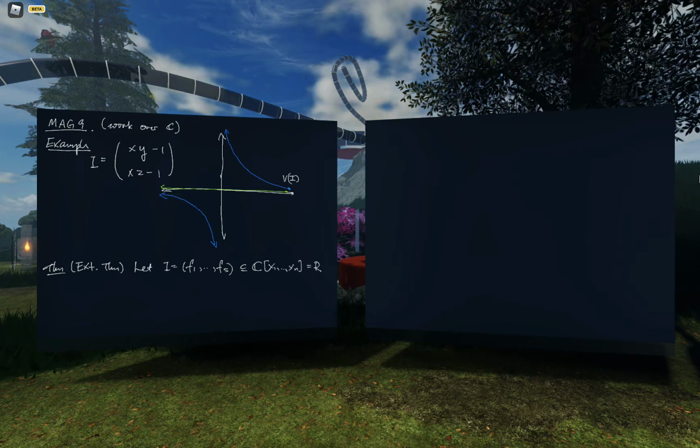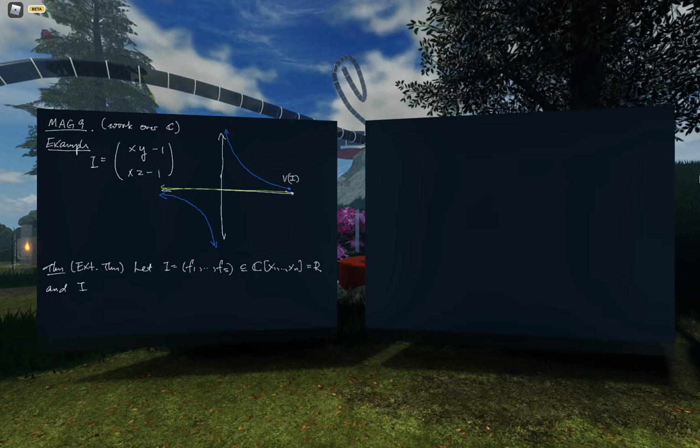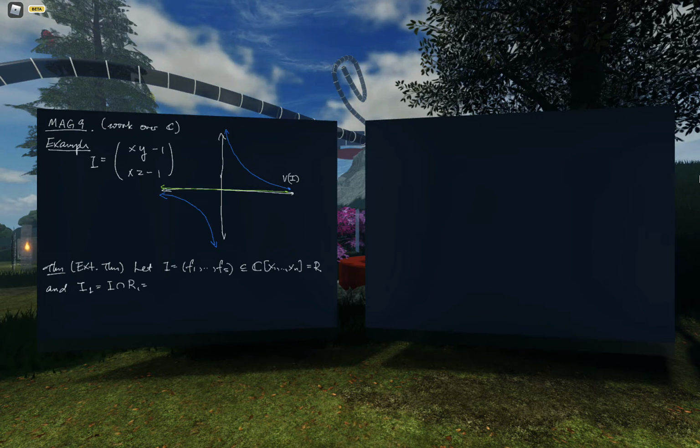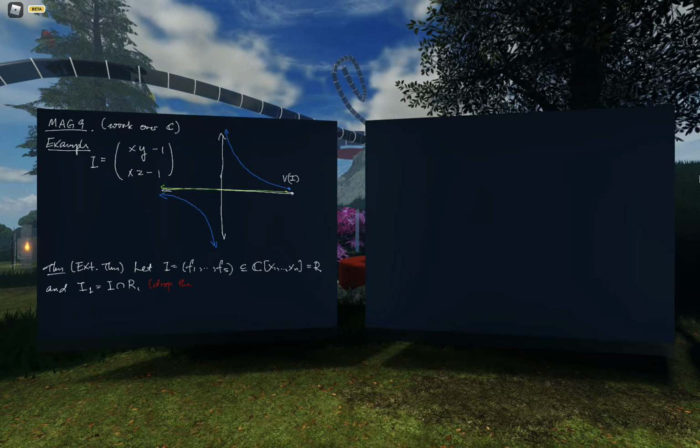I'll call this R. And remember, we're going to use the notation R1, R2, and so forth to denote the first, second, and ith elimination ideal. And I1 is equal to I intersect R1. Just remember, R1 is the ring where you drop the variable x1.